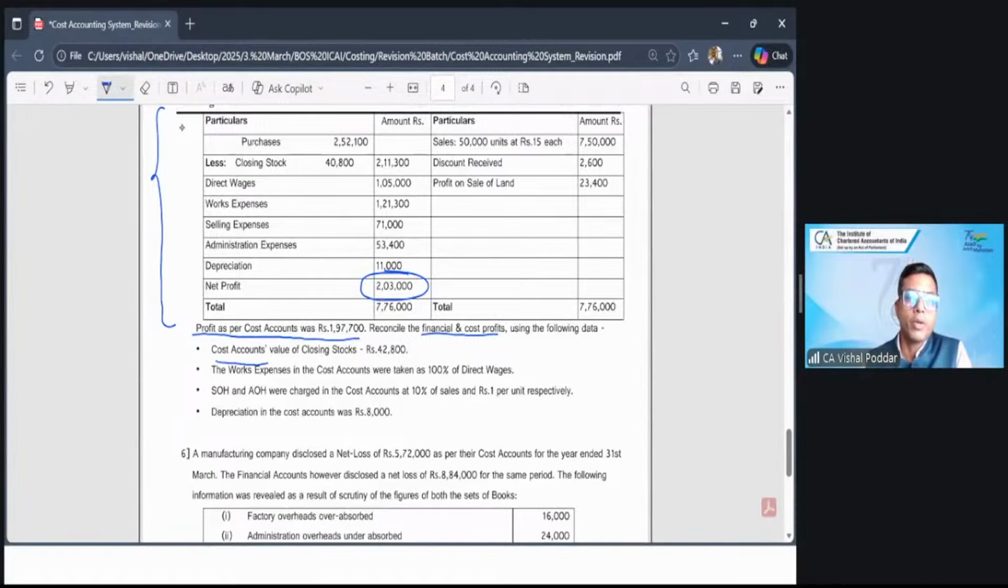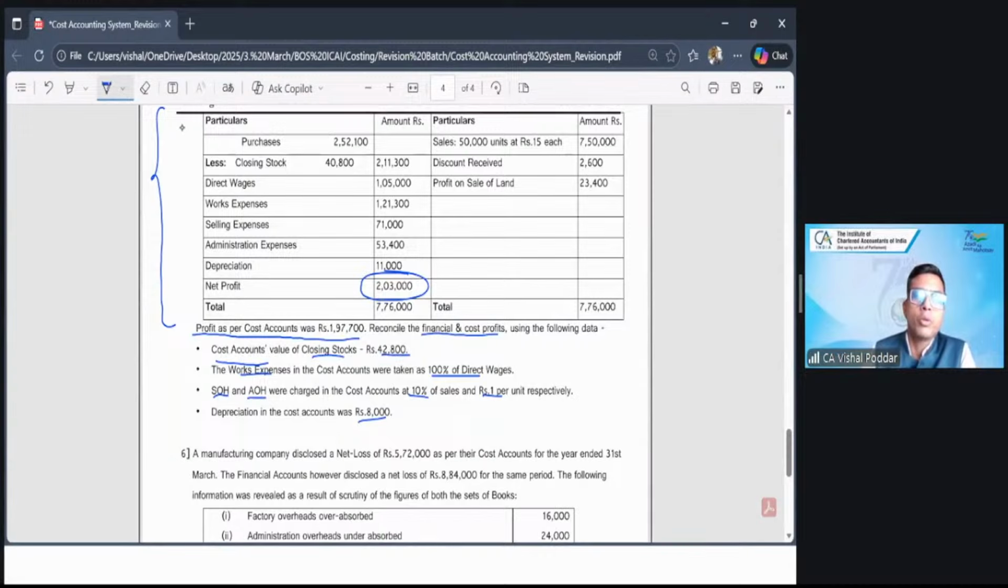The cost accountant's value of closing stock is different. The work expenses are to be taken at this rate. Selling overheads and administration overheads have to be taken at this rate, and depreciation has to be taken at this. So now what they have done is they have given you parallel cost accounting values.